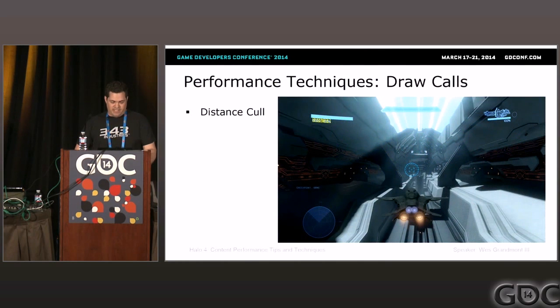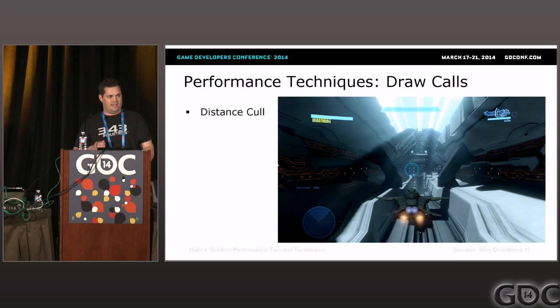Okay, another technique, draw calls. So when you're dealing with big distances and you have a lot of draw calls, this one may be, again, pretty obvious: you want to cull stuff. But I was surprised at how many times we were drawing things that we didn't need to be drawing and nobody really noticed.